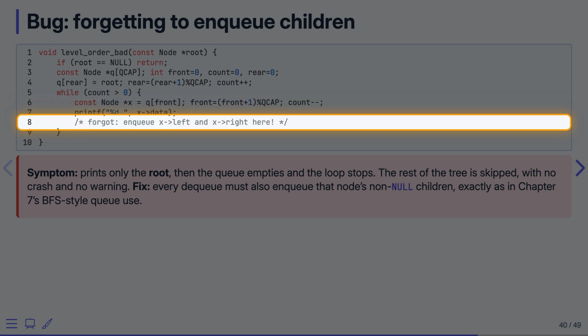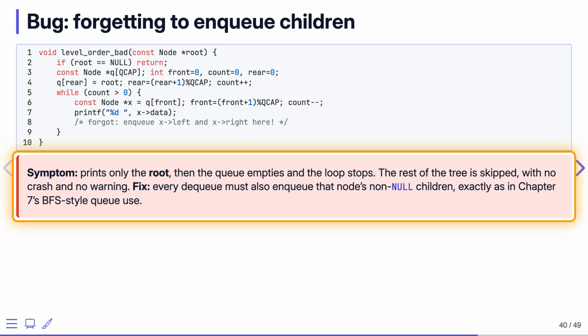We forgot to add the children to the queue. We never enqueue X arrow left or X arrow right. The symptom is clear once you see it. The program prints only the root. Then the queue is empty, count goes to 0, and the loop stops. The rest of the tree is skipped with no crash and no warning. The fix is simple. Every time you take a node out, you must add its real children back in.